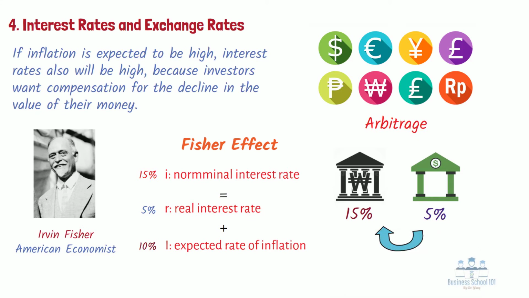The resulting increase in the demand for money in the United States would raise the real interest rate there, while the increase in the supply of foreign money in Korea would lower the real interest rate in Korea. This would continue until the two sets of real interest rates were equalized.